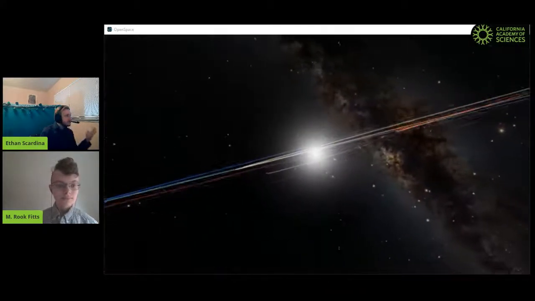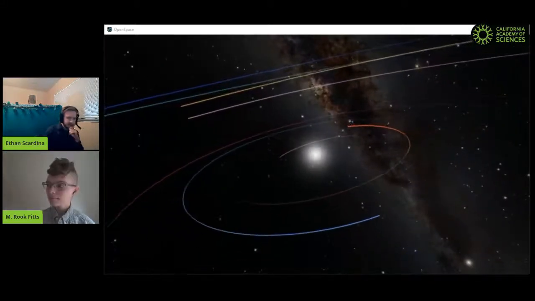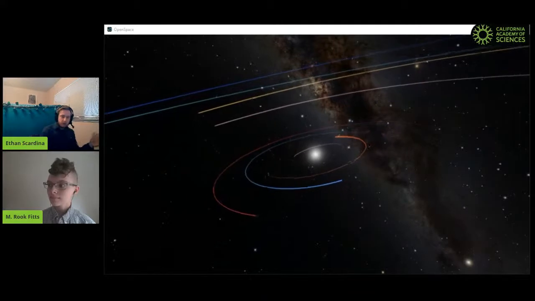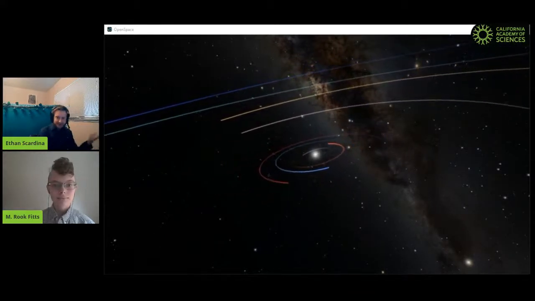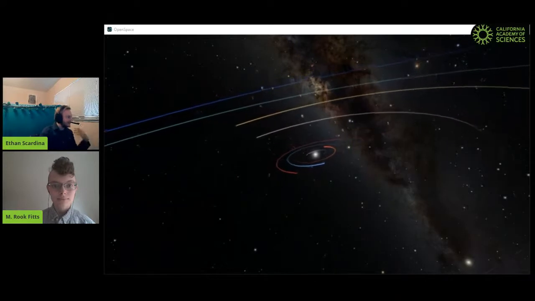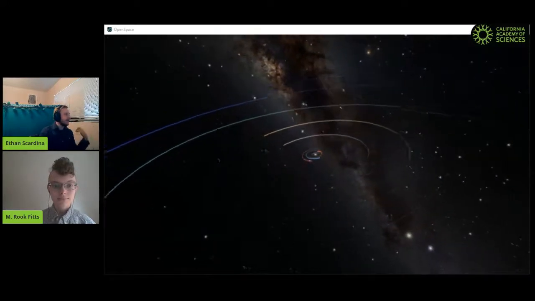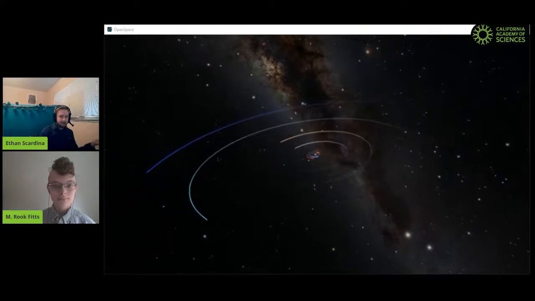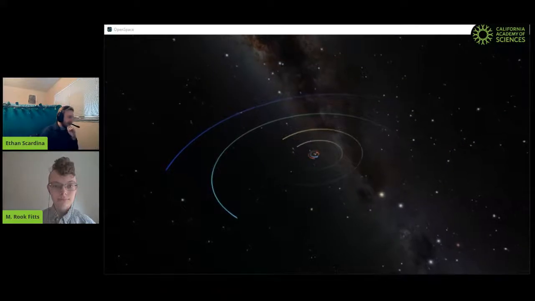So these are the planets in our solar system. And you'll notice that it's particularly well organized. It feels that way, at least. You've got all the planets doing these nice, neat, nearly concentric circles around the sun. And these are the eight planets that we refer to as planets today.